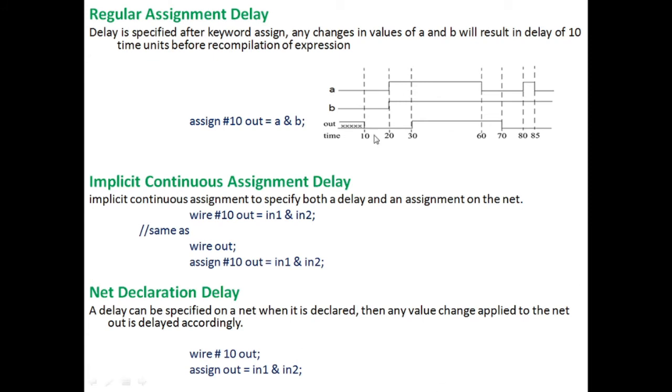So once again, I am redefining it. I have signals A and B, and these go high at 20 seconds, and out goes high after 10 time units, that is in fact at 30 seconds. Okay, this is what is happening here.